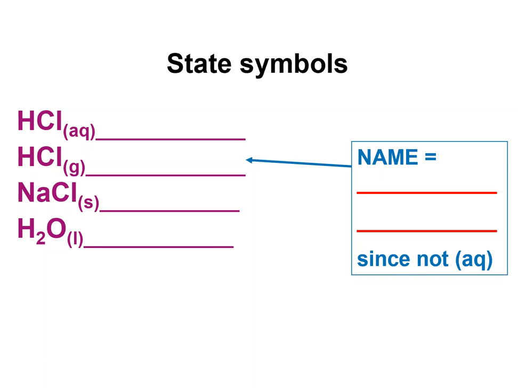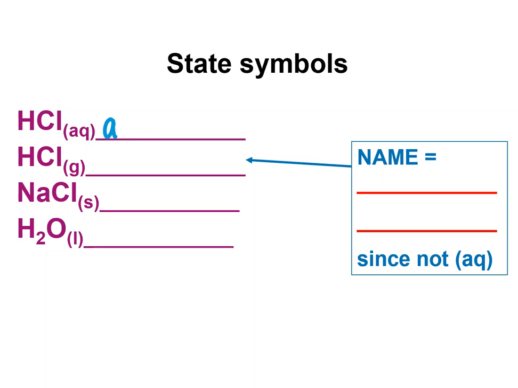We use state symbols to describe the state, either the phase or form of a compound. And these are important. They can affect the chemical properties, and they can affect how something is named. So you need to know what these all mean.